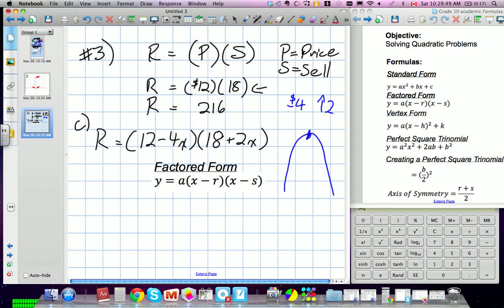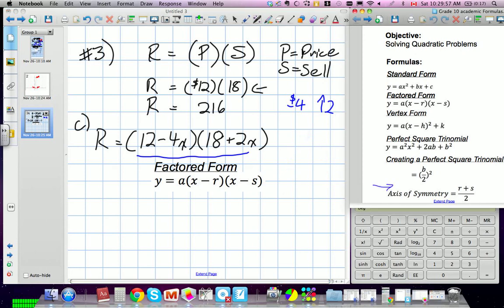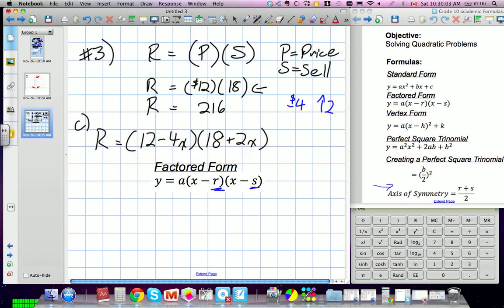We need to flip the negative 4x and 12 first? Yeah, we can move them in different order. That's fine. We'll solve it either way, but we'll do it your way. So we have R is equal to negative 4x plus 12 times 2x plus 18. Okay, now from there, I need to actually find my x-intercepts. These are my break-even points. That's what my R and S are going to be.